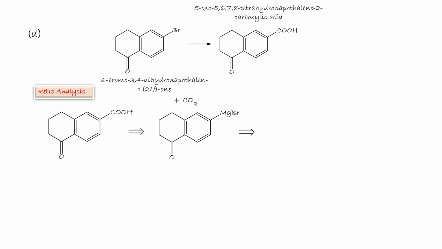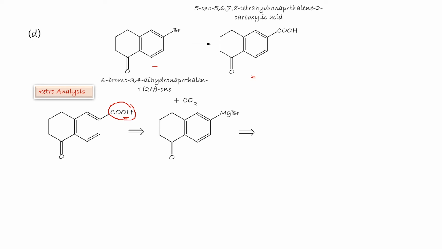To transform 6-bromo-3,4-dihydronaphthalen-1(2H)-one to 5-oxo-5,6,7,8-tetrahydronaphthalene-2-carboxylic acid. Again, we have here, instead of Br, a COOH.